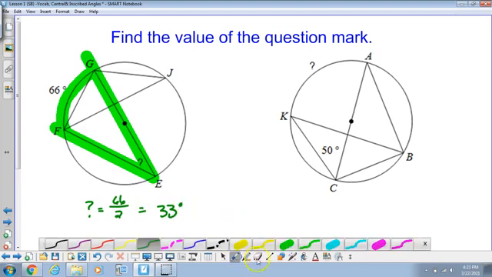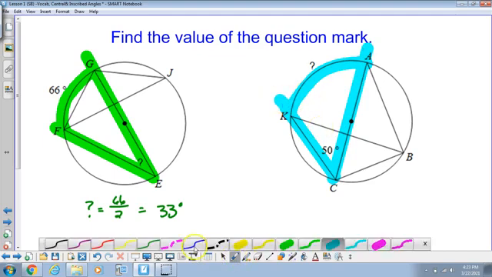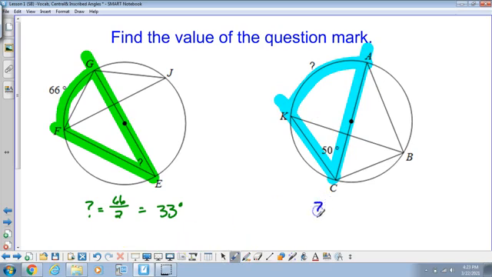Over here on this one, we're trying to find the arc. And we have a lot going on, but let's go back to this 50 right here. We can see that we have this inscribed angle here. So our angle is half of the arc, or the arc is twice as big as the angle. 50 is half of 100. So our arc here is 100.